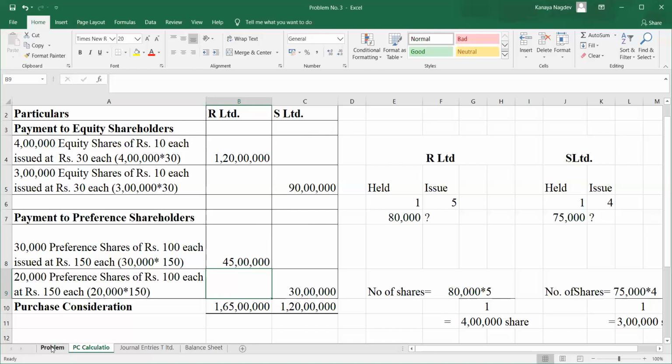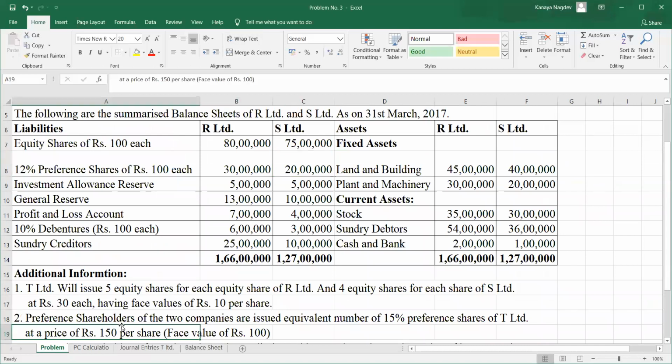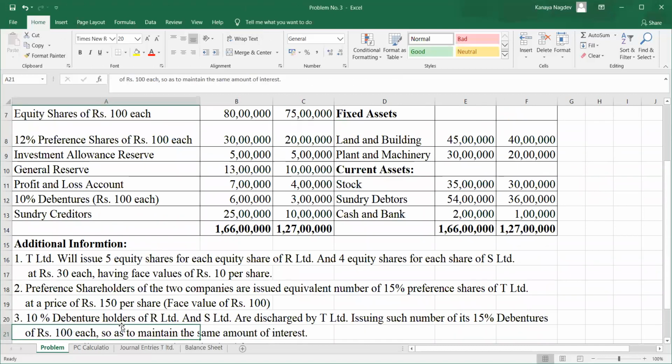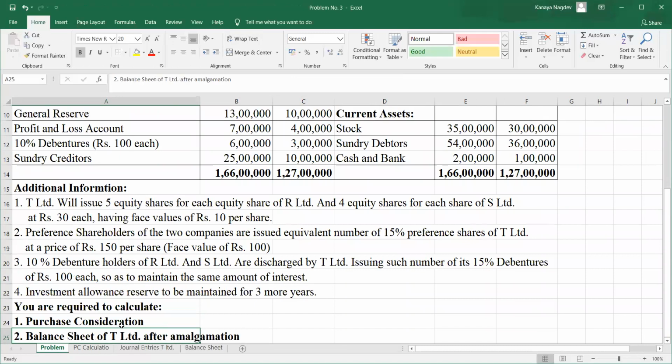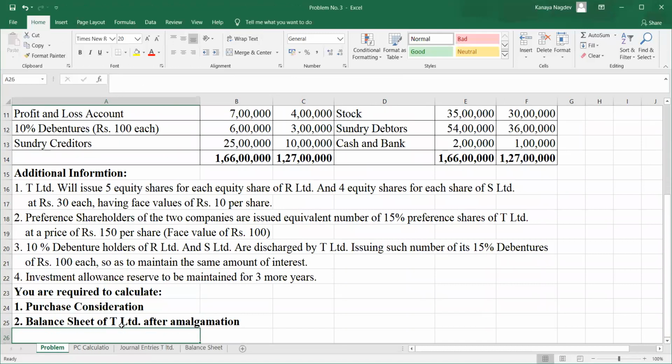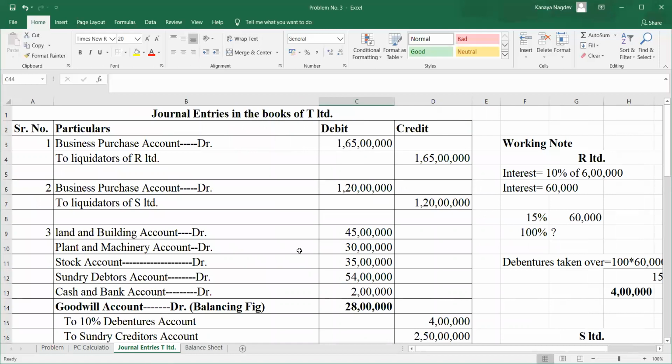Now, if we refer to the problem, our problem has required us to find the purchase consideration as well as the balance sheet of T Limited after amalgamation. But I said it is better that we always pass journal entries in the books of the purchasing company first, and from those journal entries we prepare the balance sheet. If you can prepare the balance sheet directly, it is well and good. However, I suggest that you should be clear with the journal entries also, because that will help you to prepare the balance sheet in a proper way.